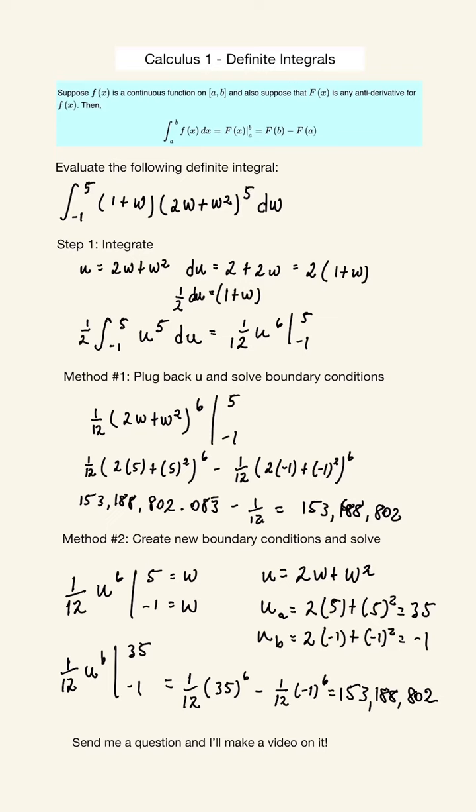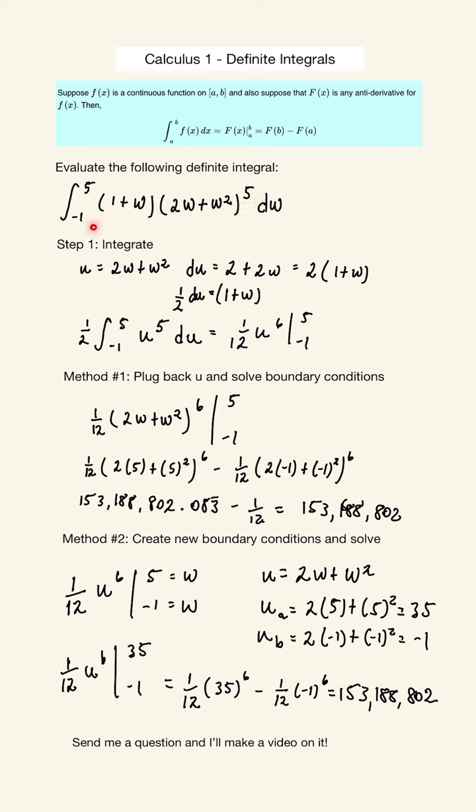Here we have another definite integrals example problem, and this example problem is particularly interesting because we're going to do some u substitution and we want to focus in on our boundary conditions. So here we have the integral from -1 to 5 of (1 plus w) multiplied by (2w plus w squared) raised to the fifth power.